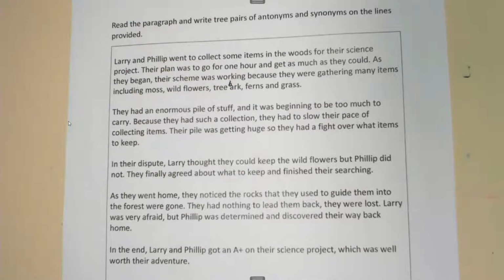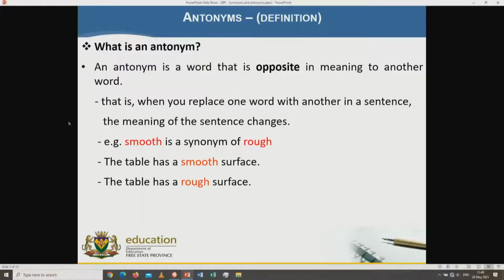Now, what I want you to do, my grade 7s, is to give me 3 pairs of synonyms and 3 pairs of antonyms from the text. Now, how are we going to go about that? This is what we are going to do.